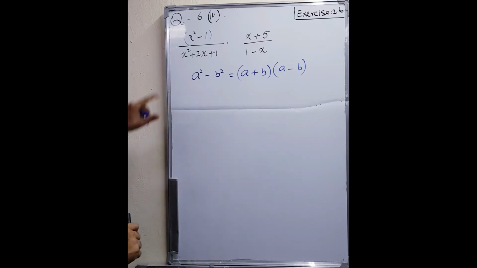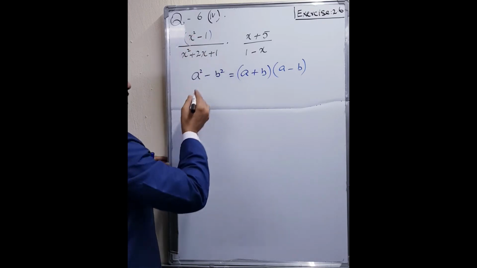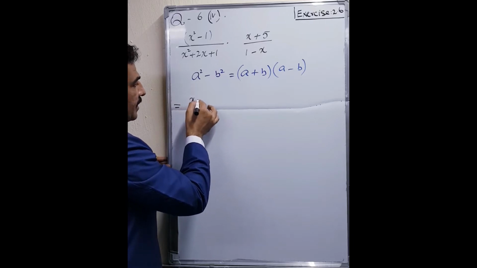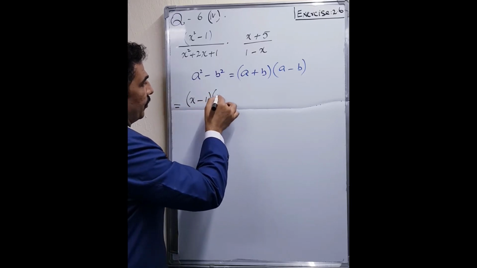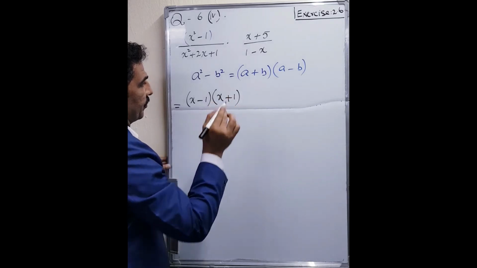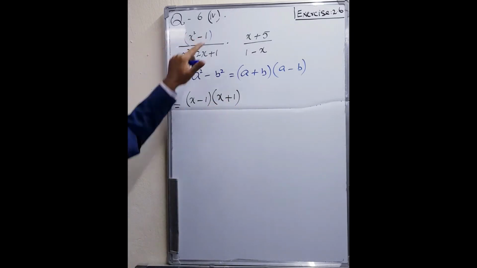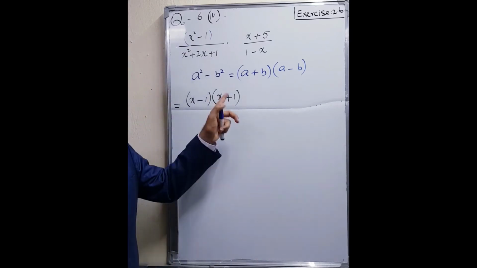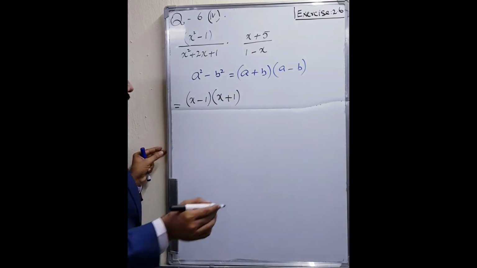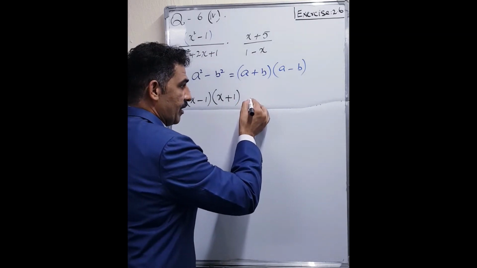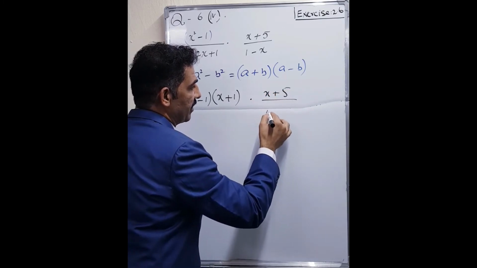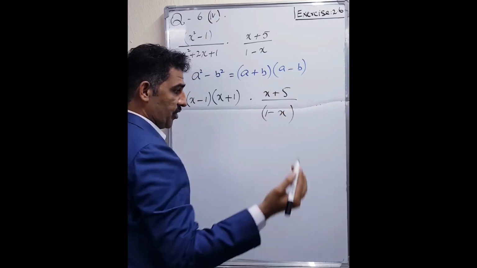Now I will also explain how to use the direct formula for the denominator. So when we use this formula in the numerator, we write x minus 1 into x plus 1, because x is squared and 1 is already a square, so we are not writing it; 1 square is equal to 1, so we simply write 1. This dot means multiplication. x plus 5 will remain the same and 1 minus x also remains the same, no change.